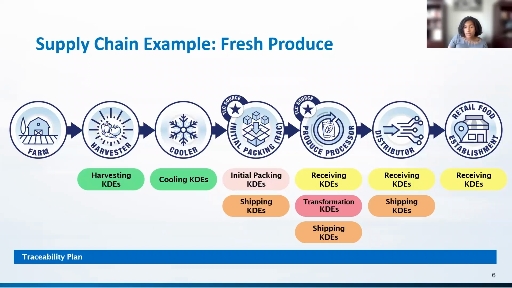And the shipping CTE identifies those KDEs that must be sent to the person that's receiving the shipment of the food. And since all of these entities are covered by the rule, each entity, including retail food establishments and restaurants, would also be required to maintain a traceability plan, which is again identified within the rule.